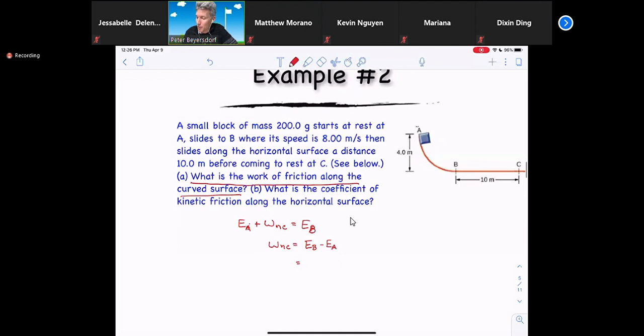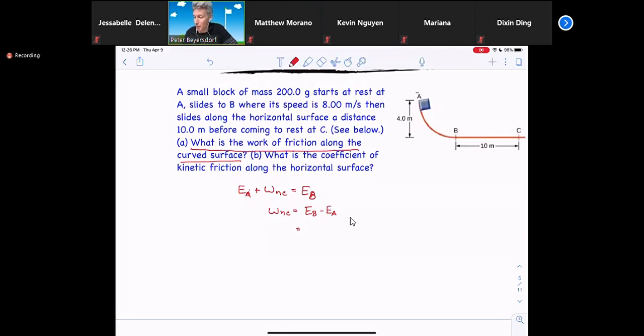And now I need to evaluate what the energy is at point B and at point A. At point B, I know the block is moving at a speed that I'll call VB, and I'm told it's 8 meters per second. I'll also say its height at B is equal to 0 because it's at the bottom. The height at A is 4 meters from the diagram. And I also know the velocity at point A is 0 because it's released from rest.